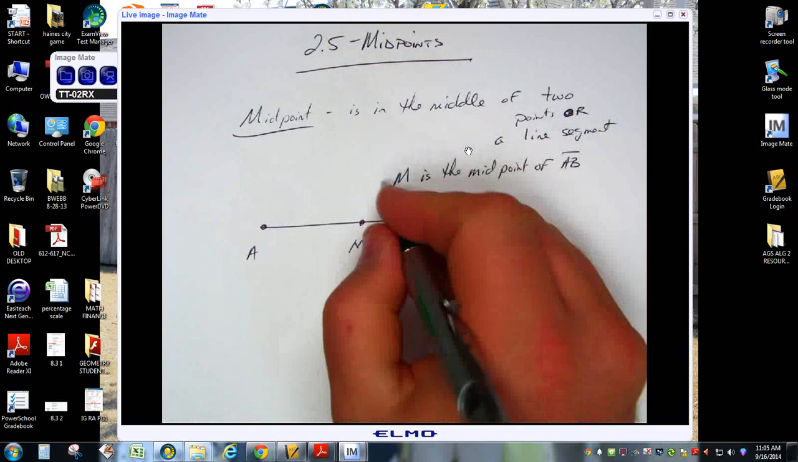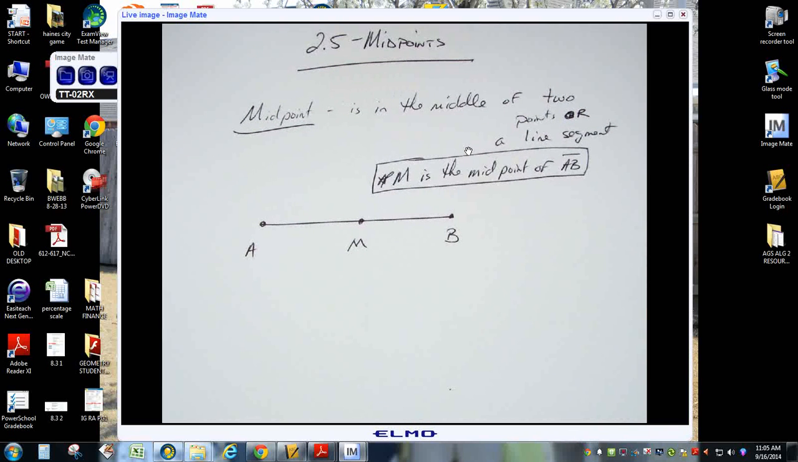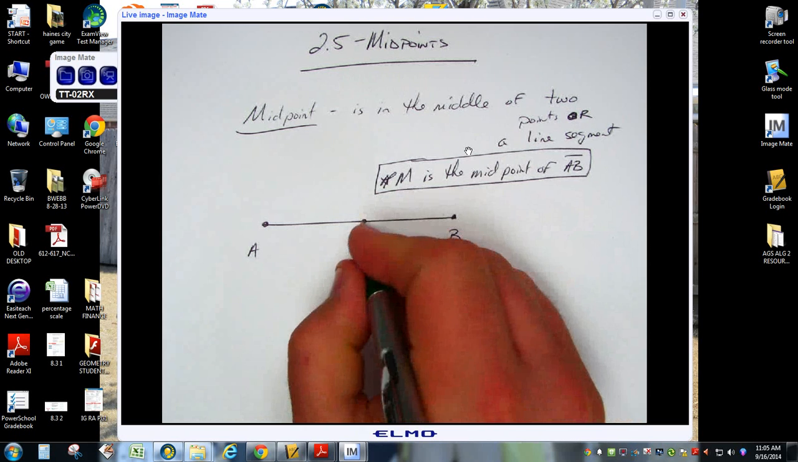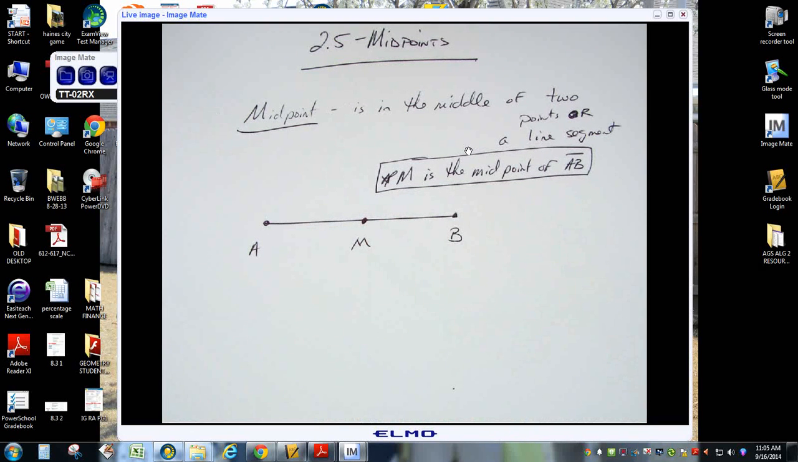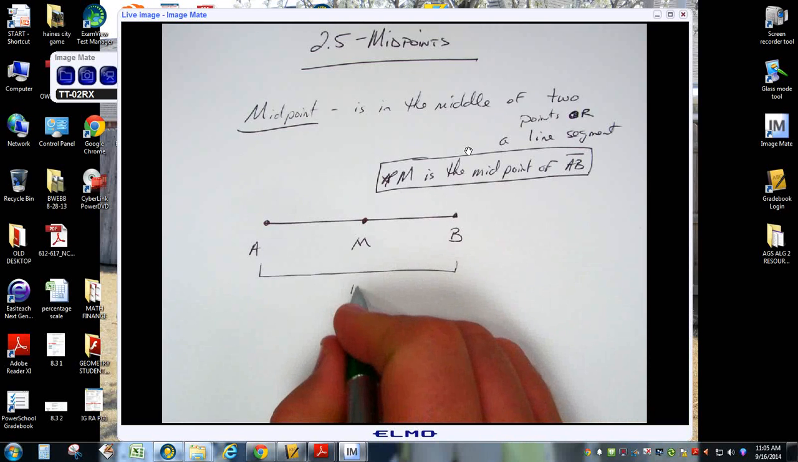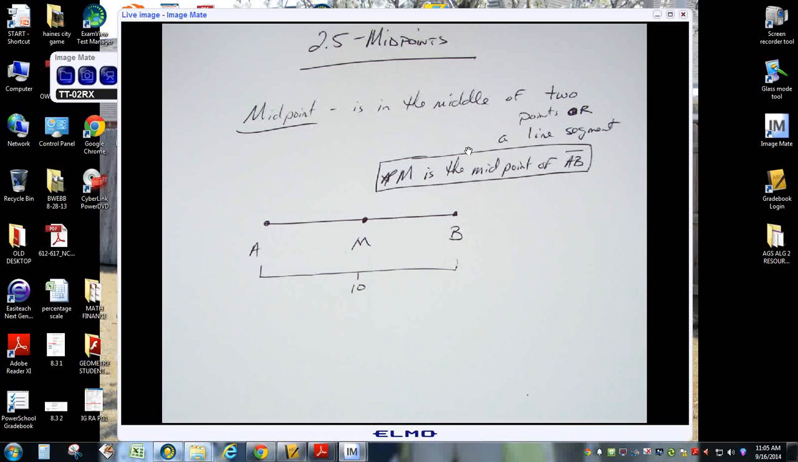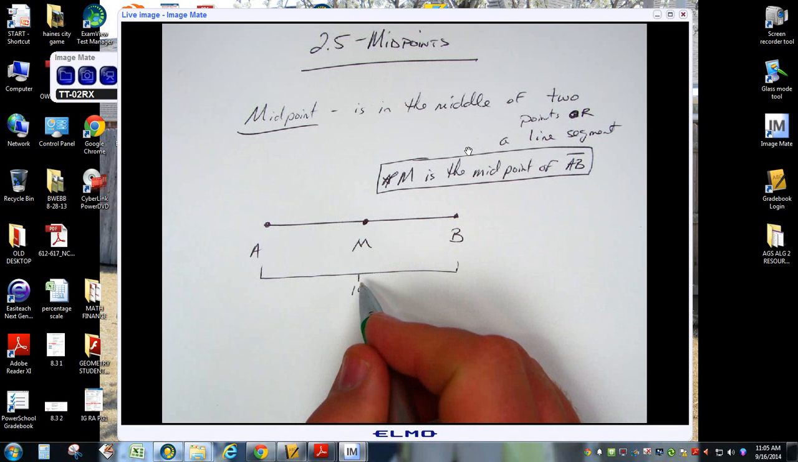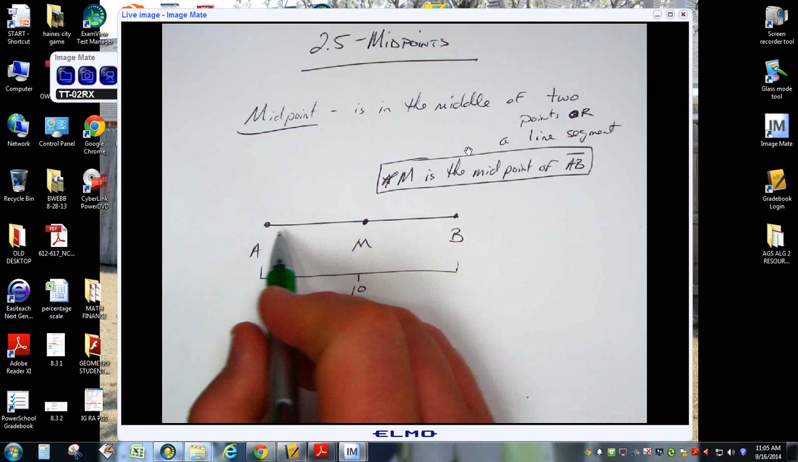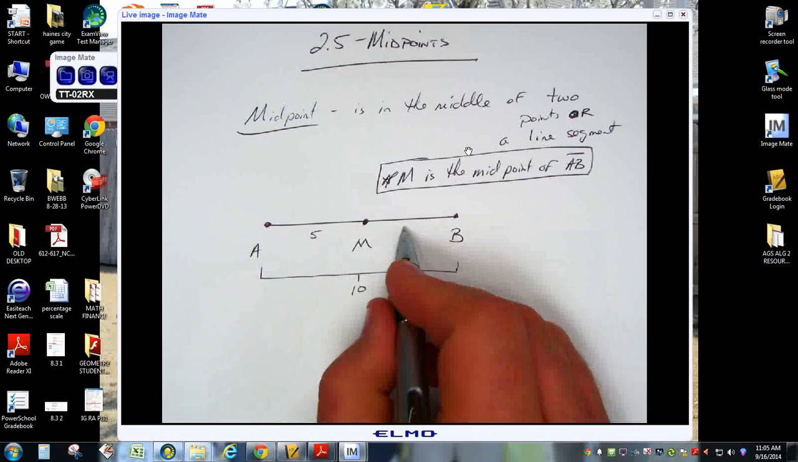So what do you think happens as a result if I say this? M is the midpoint of AB. What am I saying? What do you think I could then say? What if I told you this? The distance from here to here was 10. As a result, what would you say? The distance from here to here is what? 5. And what's the distance from here to here?